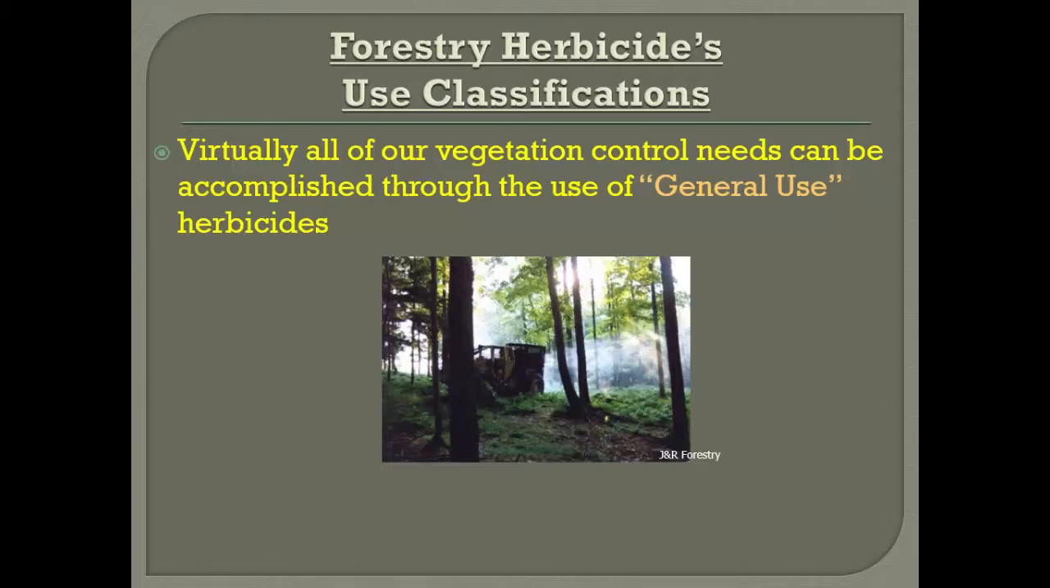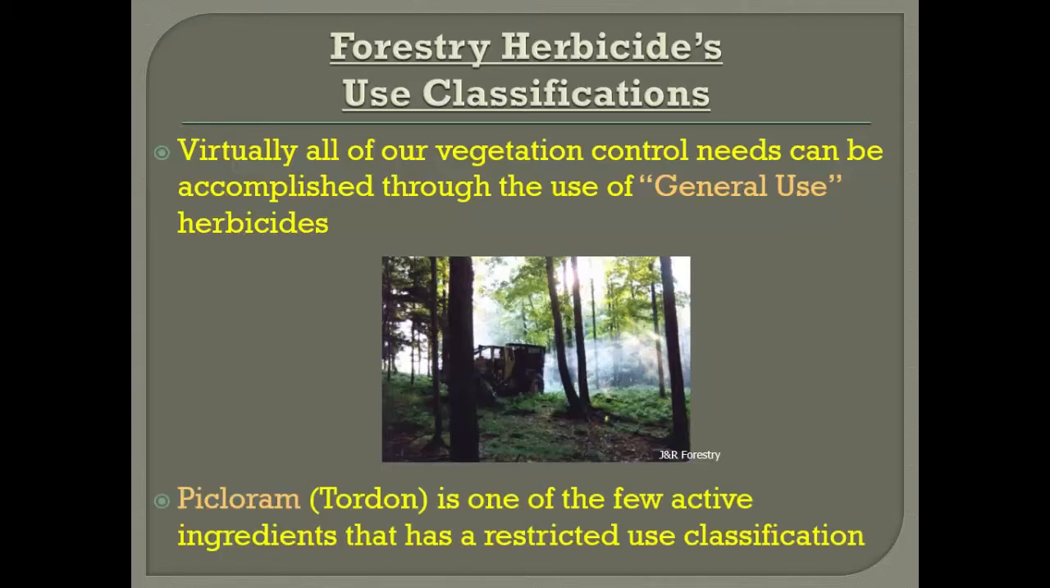So virtually all our vegetation control needs are accomplished through general use herbicides. I think the only one is picloram, one of the few that's restricted use, isn't it, Todd? Yes, Pathway, or Tordon K, as in Tordon 101. And that's really not a herbicide that most homeowners should be working with because it moves in the soil, it leaches. There's Tordon RTU, which some may be familiar with, that is not restricted because the picloram level in it is so low, it's 5%.